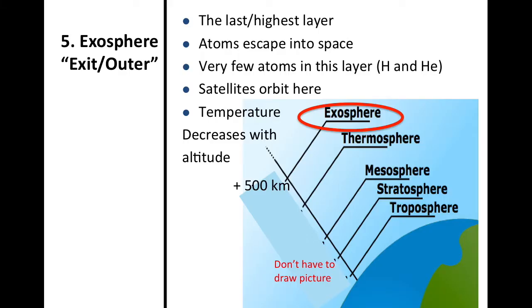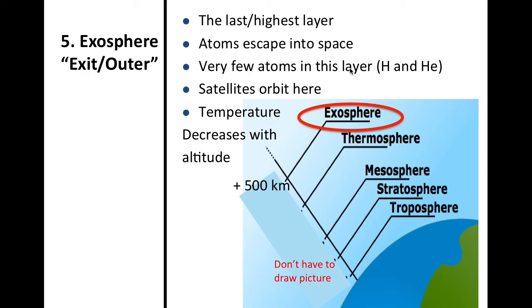The exosphere is the last layer in the Earth's atmosphere, and it is the highest layer. Exo stands for exit or outer. It is really difficult to differentiate between exosphere and outer space because they are next to each other. And this is where we lose a lot of our atoms from our atmosphere. They escape into space. There are very few atoms here.